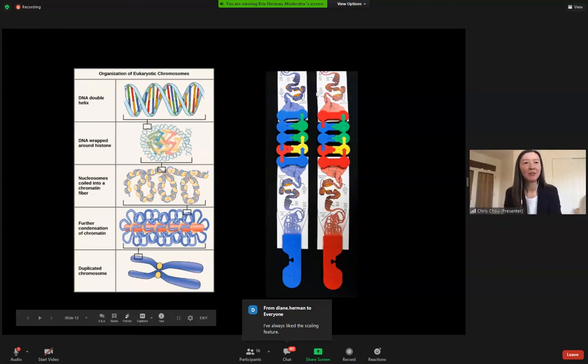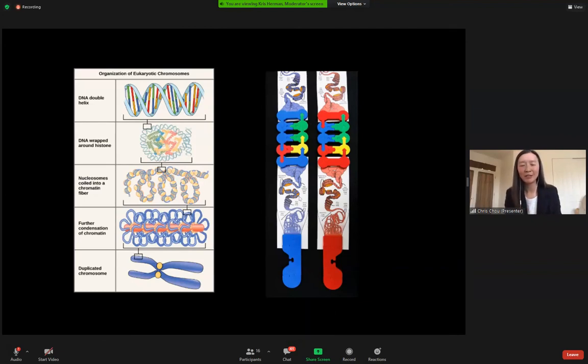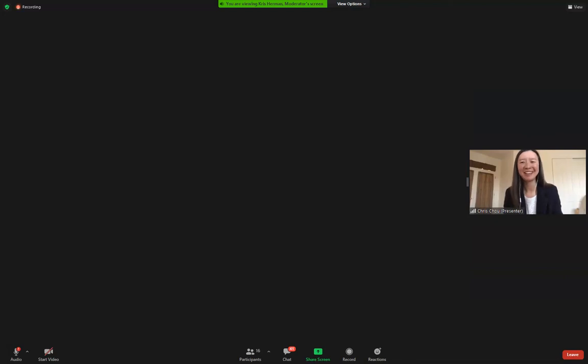Okay, Trinity, thank you for typing that in. You see nucleosomes on your model as well. Okay, so Heather, I'm sorry, Chris, if you could, right there, those are the nucleosomes. And then if you could point to the nucleotides, you can see that on your model right there. And then the further condensing of the chromatin. And then finally, the duplicated chromosomes, or not yet, that chromosome structure. Okay, great, thank you.